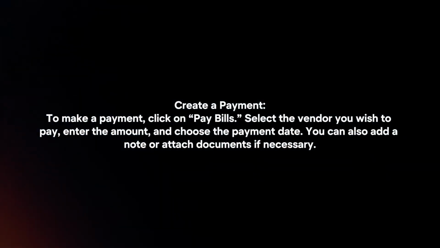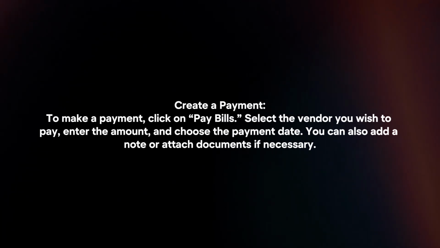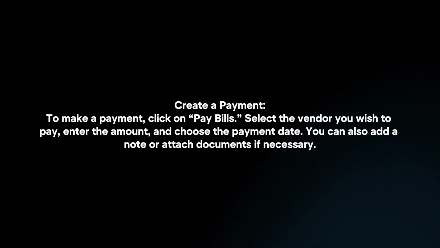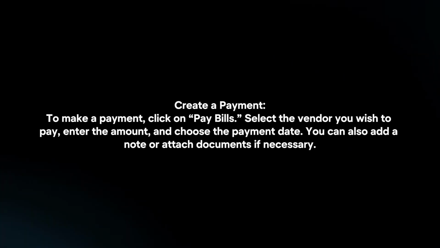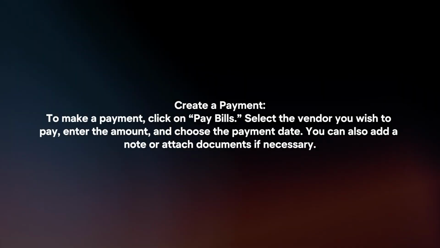Create the payment. To make a payment, click on Pay Bills. Select the vendor you wish to pay, enter the amount, and choose the payment date. You can also add a note or attach documents if necessary.